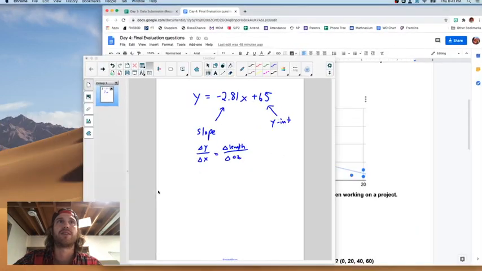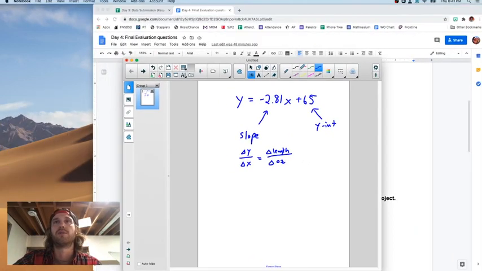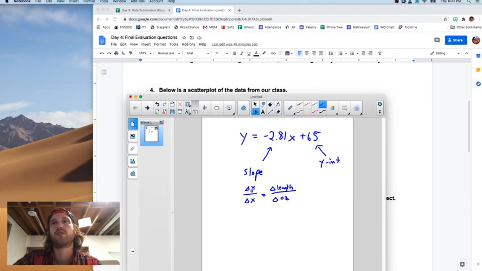Okay, what does this number mean? Negative 2.77. In this case, it's negative 2.81. What does it mean? This is our slope. This is our rate of change.